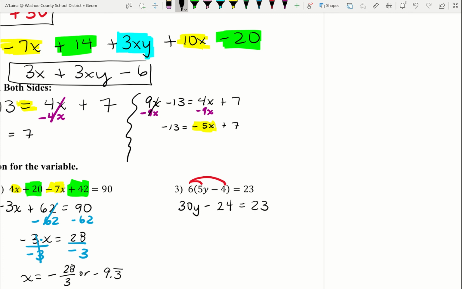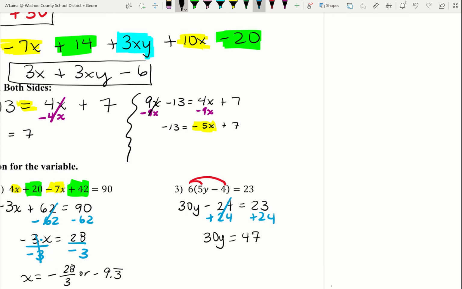Step 2 is to combine like terms, and I don't have any like terms. So step 3 is the next one to consider. If I have variables on both sides, I would cancel them. Cancel one set of them. I don't have that. So I'm going to go to step 4, which is to isolate our variable by doing inverse operations with addition and subtraction. So when I rewrite this, 30y is equal to 47.